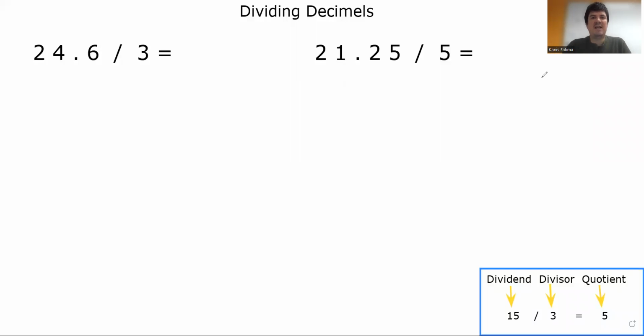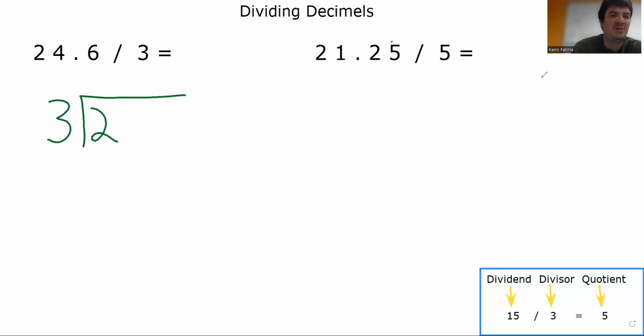Now, when you're dividing decimals and your dividend has a decimal, you don't need to move the decimal or change your numbers at all. All you have to do is make sure that your decimal is lined up in the correct spot. So looking at our first problem, we have 24.6 divided by 3. So all I'm going to do is set up my equation, just making sure the decimal's in the right spot. So 3 divided into 24.6.